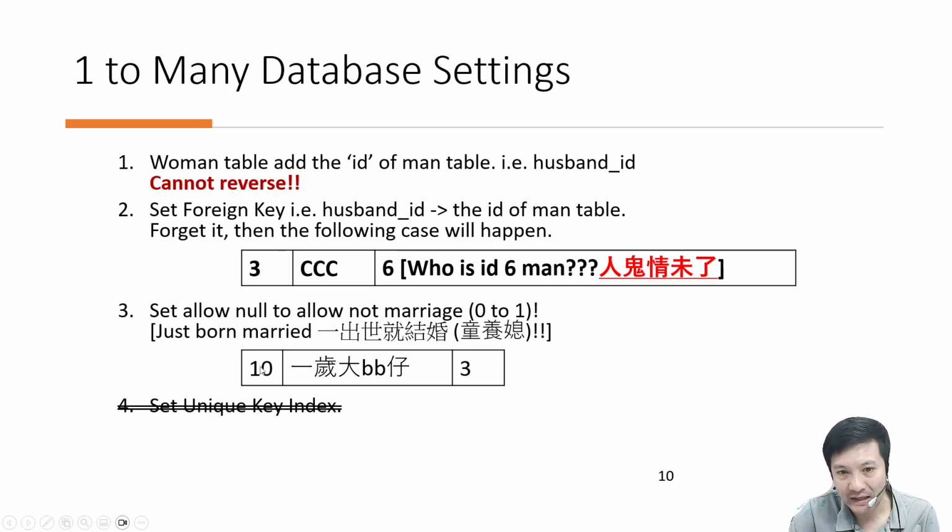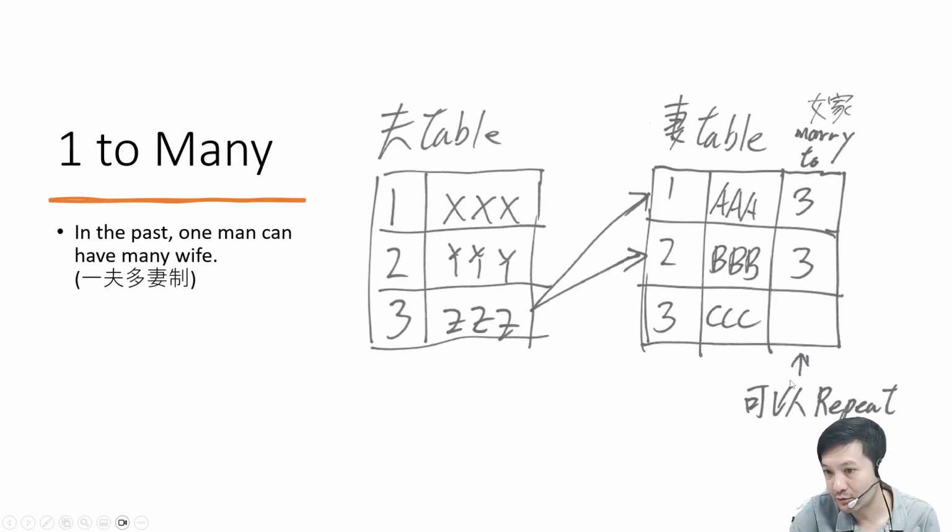And also, you need to think about why it's possible to have a husband when they are babies, just blank. It doesn't make sense. So you will also allow null for this column. But finally, you no longer have the unique key index to set up like the previous case. Since this is able to repeat, you don't have to be unique here.